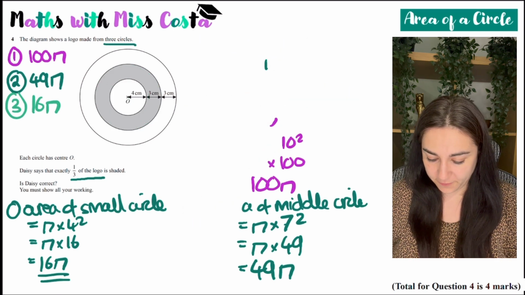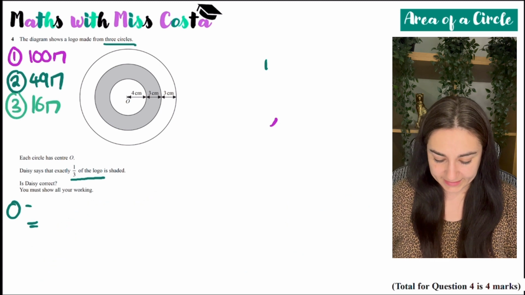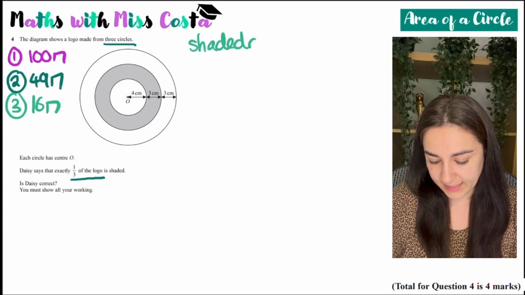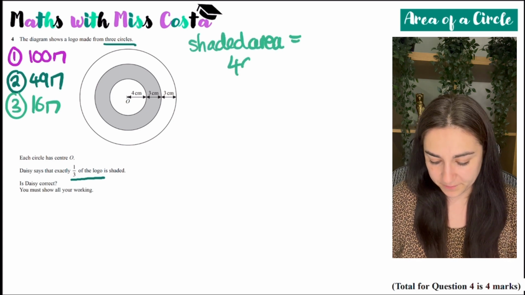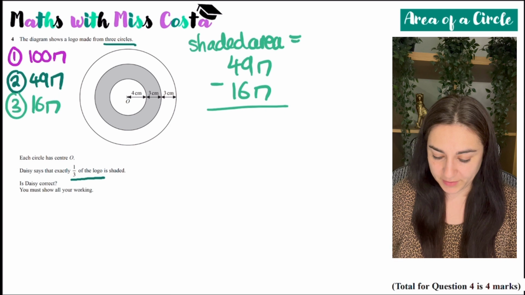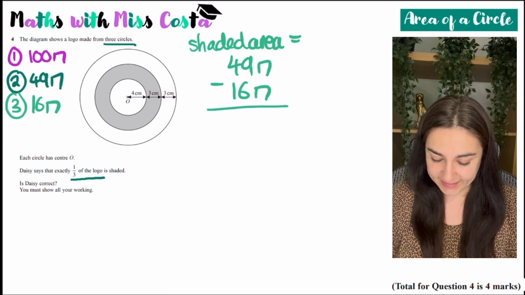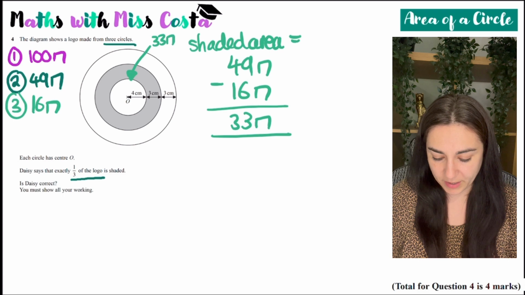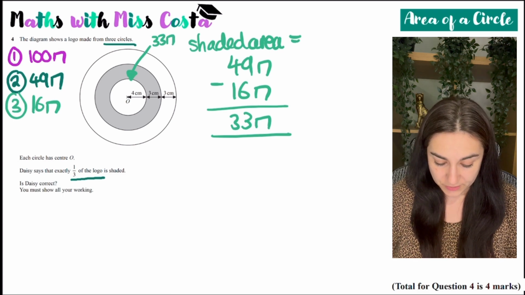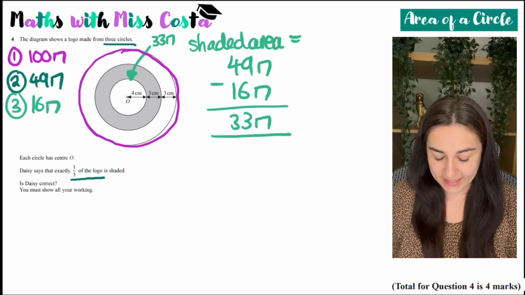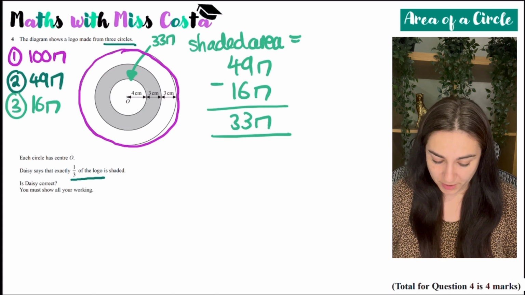So how can I figure out what the shaded area is? I know that the middle circle is 49 pi, and I know that the small circle is 16 pi. So I can just do a subtraction. 49 take away 16 is going to give me 33 pi. Okay, so the shaded area, this part here, is 33 pi. Now I know that the total area of the logo is the whole thing, and that's 100 pi.